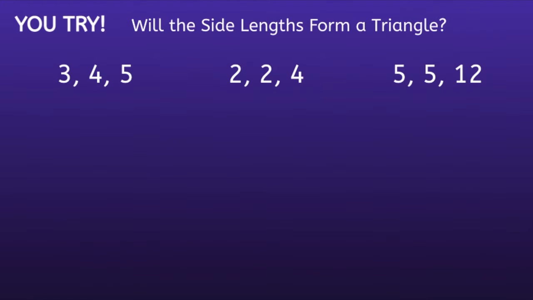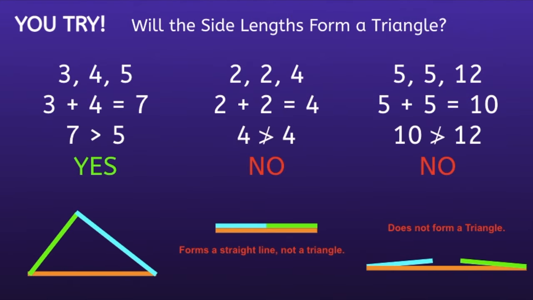All right, let's take a look. The side lengths 3, 4, and 5 will form a triangle. The side lengths 2, 2, and 4 will not form a triangle. And the side lengths 5, 5, and 12 will not form a triangle. If you had any of these incorrect, I would recommend you pause and see if you can find your mistake.